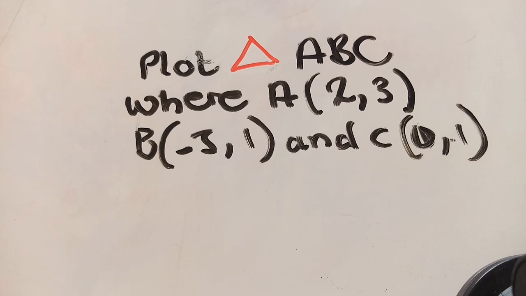If we have this question: plot on the graph triangle ABC where A is 2, 3, B is negative 3, 1, and C is 0, 1. Let's try answering this question before we conclude today's video. As I said, this is just an introduction to coordinate geometry. In the next videos, we're going to be looking at the midpoint, distance between 2 points, and so much more. So let's try solving this question.